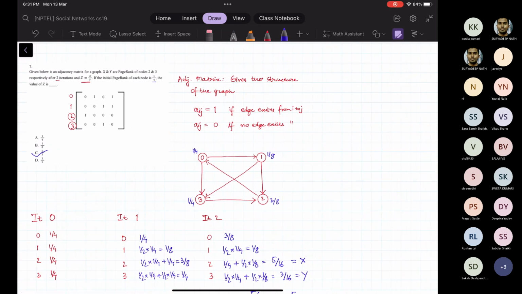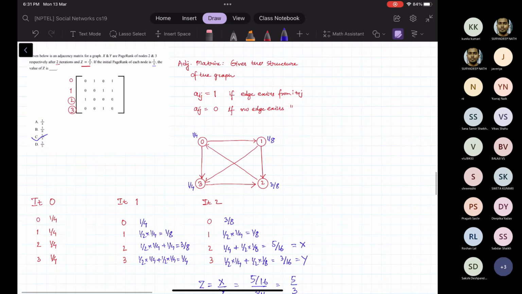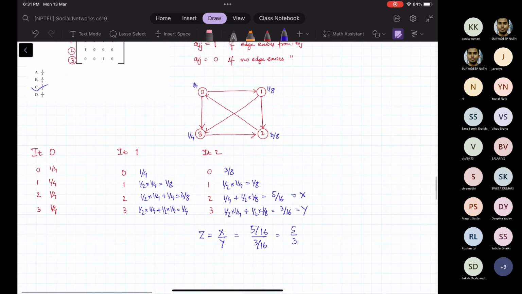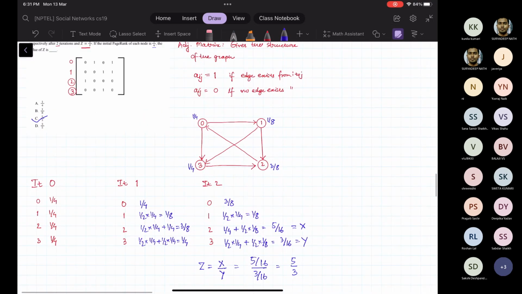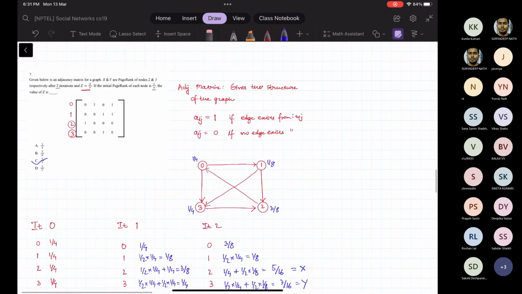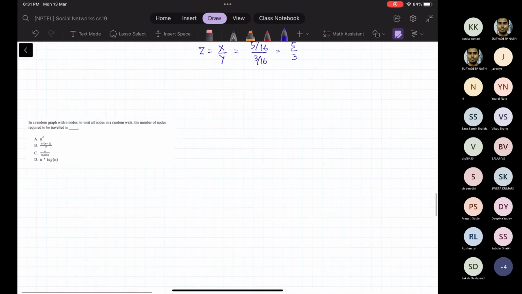All right, so does anyone have a question with the solution? All right, moving on to question 8.